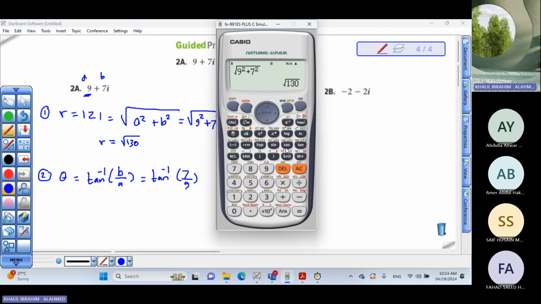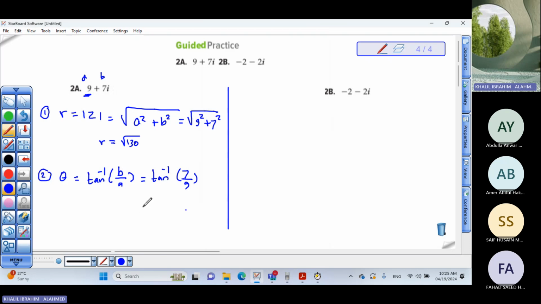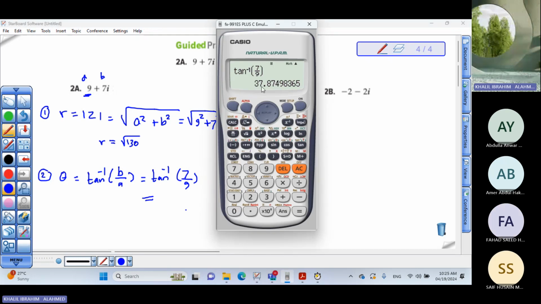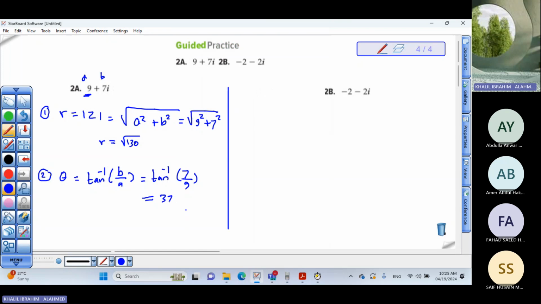On the calculator, shift, in degrees, 7 over 9. The answer here is 37.8. This is in degrees, not radians, because I didn't change my calculator to radian. You can use degrees in this question, because the last question I solved in radian. The answer is approximately 37.8 degrees, approximately 38 degrees.